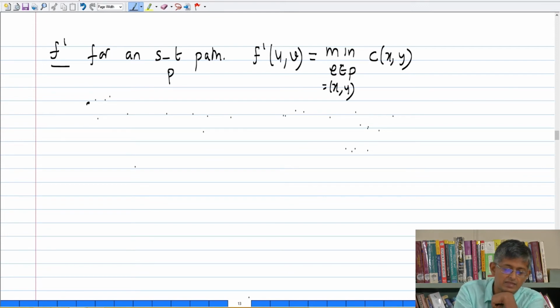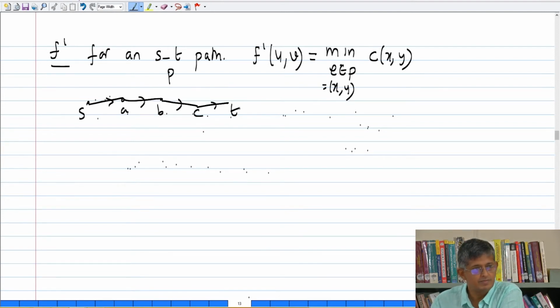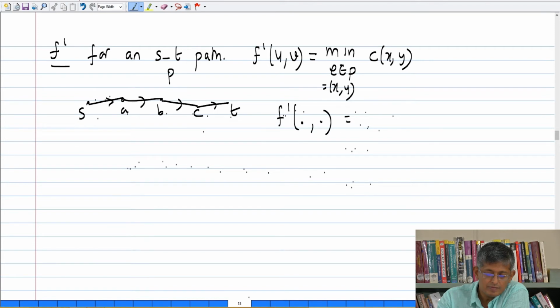So if the path looks like this, S, A, B, C, then for every edge on the path, f prime of u comma v is going to be the minimum capacity of the edges which are on the path in the direction from S to T. In the direction from S to T. Fine. F prime for everything else is going to be equal to 0.